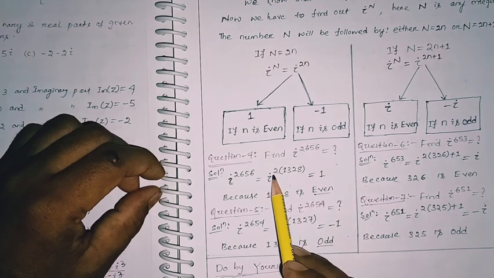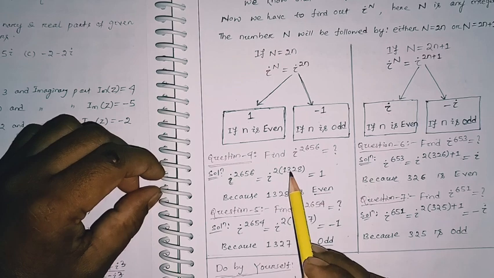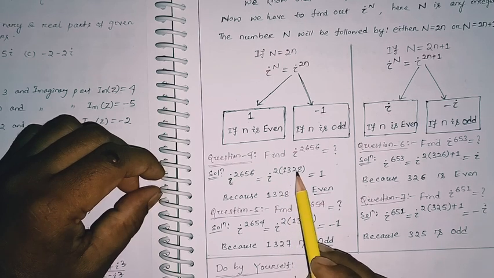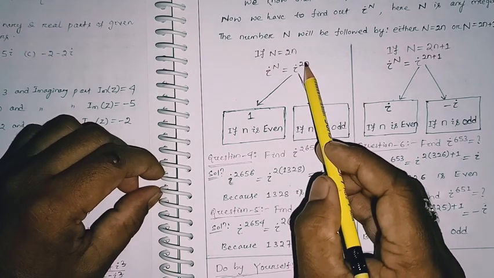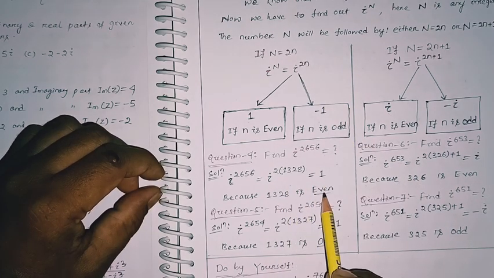2656 can be written as i to the power 2 into 1328. So here 1328 is even, so it is written in the form of i to the power 2n. So the value will be 1, because 1328 is even.